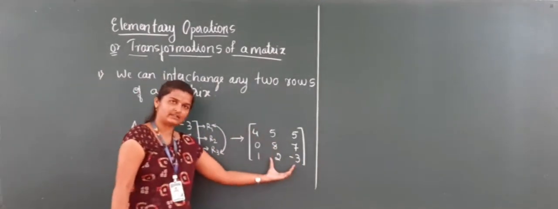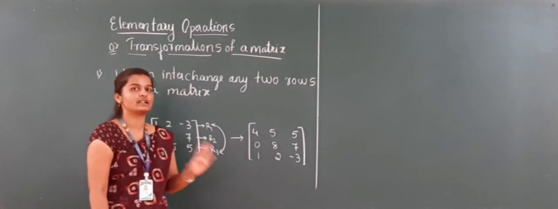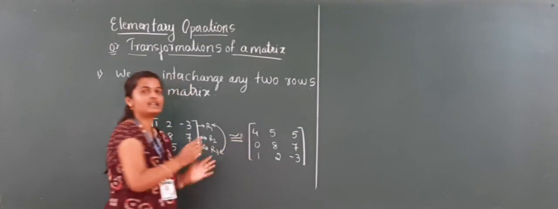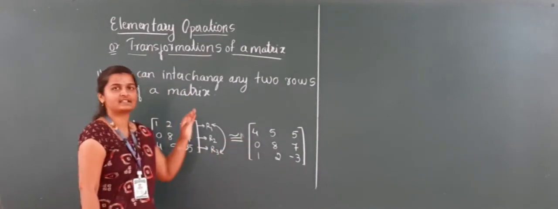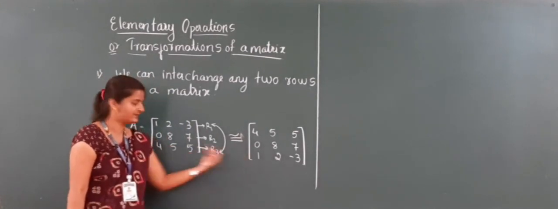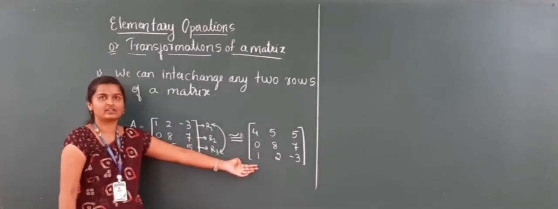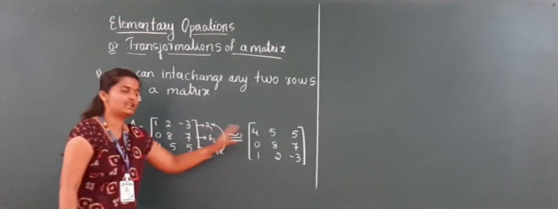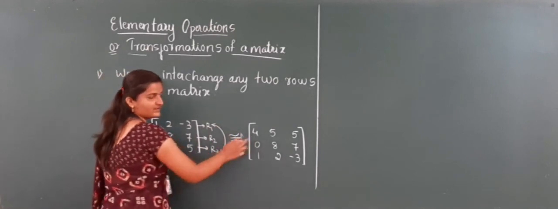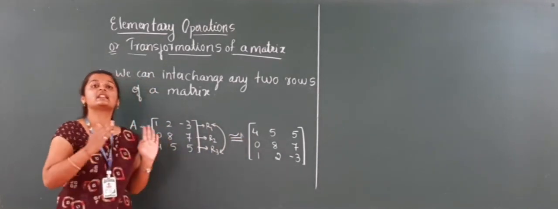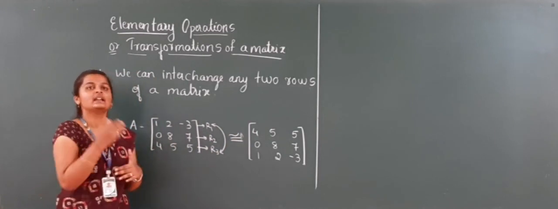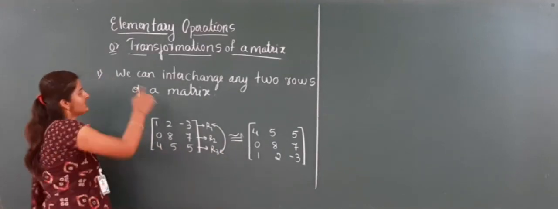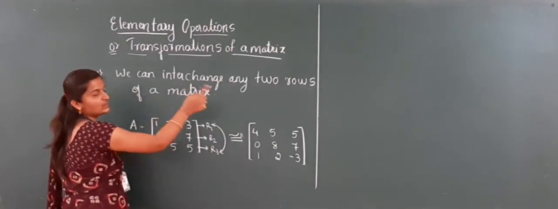This is also another matrix. These 2 matrices are not equal, but these are equivalent. After applying this elementary operation, the given matrix and the obtained matrix are not equal matrices. For equality, the condition is that corresponding elements must be equal. Here 1 is there, here 4 is there. So these are not equal matrices, but they are equivalent matrices. We can apply the elementary operation for this type. So the first elementary operation is we can interchange any 2 rows of a matrix.